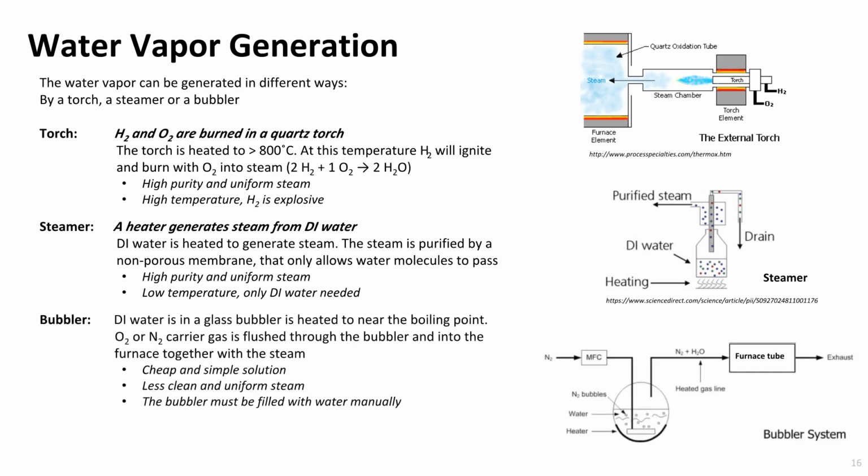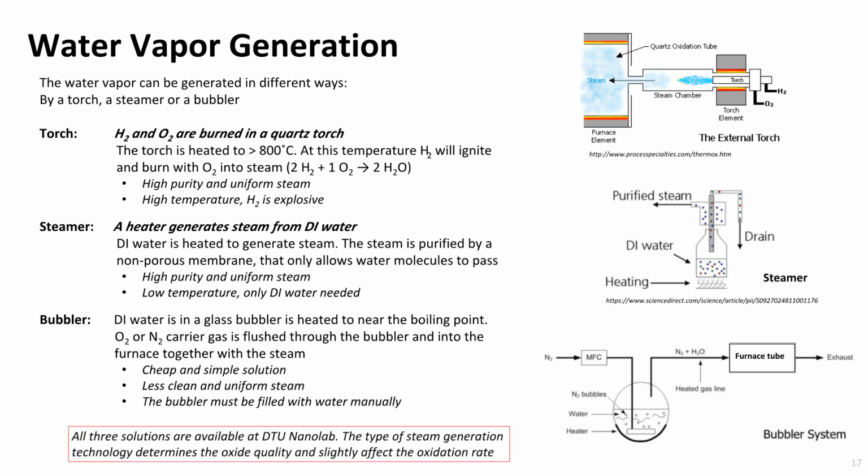The third option is a bubbler. A glass bubbler contains deionized water that is heated to near boiling point, and then a nitrogen or oxygen carrier gas is flushed through the bubbler and into the furnace together with the generated steam. A bubbler is the most simple and cheapest solution to produce water vapor, but the steam is less uniform and less clean. Furthermore, water needs to be added manually to the bubbler before an oxidation process is started. All three solutions are available at DTU Nanolab.